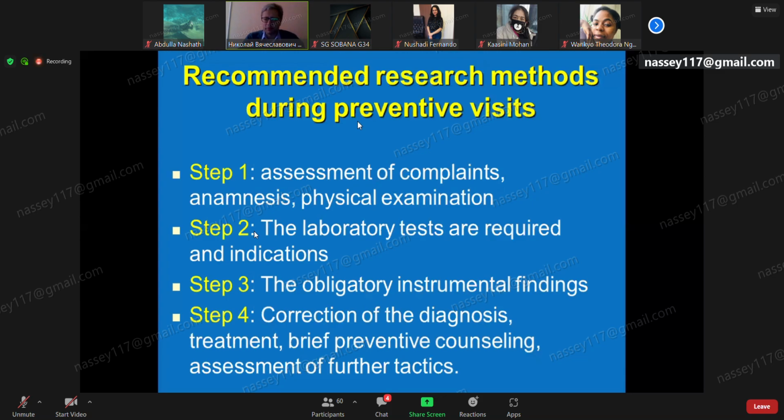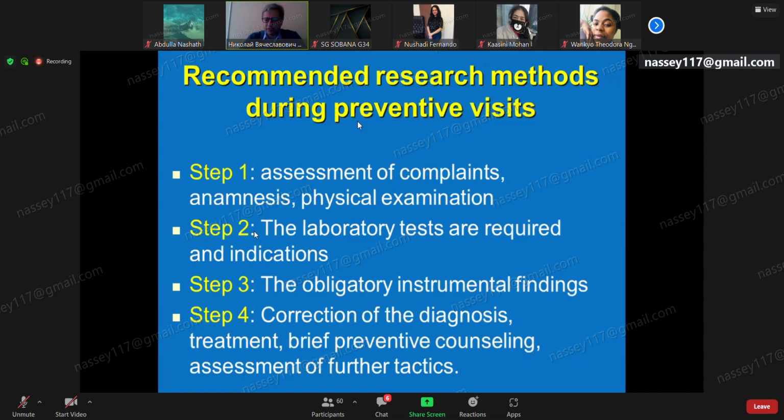Step one of each visit is assessment of the patient's complaints, assessment of recent anamnesis, and of course, providing a physical examination. Physical examination may be total or general, or of a concrete damaged system: cardiovascular, respiratory tract, gastrointestinal tract.